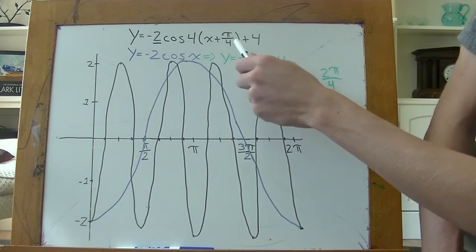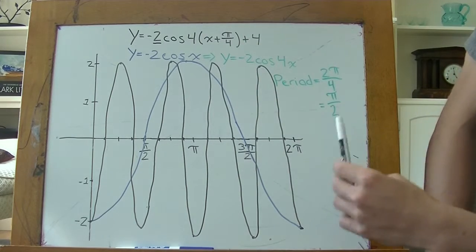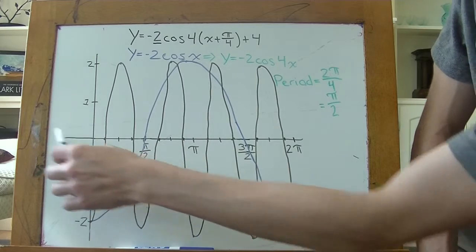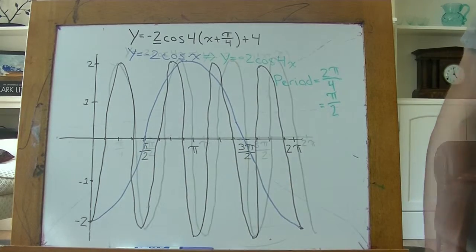This is a translation of pi over 4 units to the left, since the plus moves it to the left. And so we'll try that out.